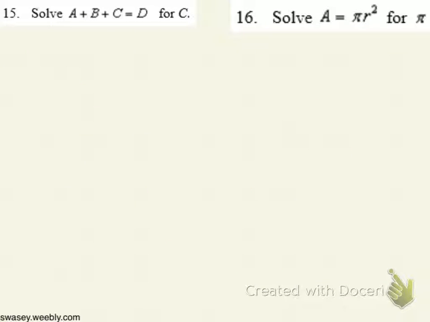We're solving for C, this literal equation. To get rid of the A that's being added, subtract A from each side. And so we have B plus C equals D minus A.